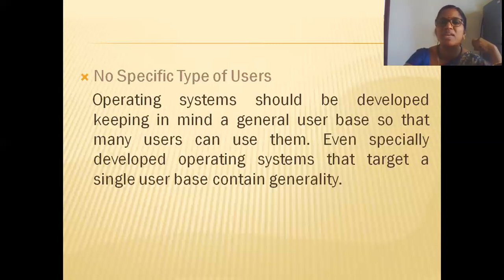So operating system should be developed keeping in mind a general user, because we cannot write an operating system for a single type of person. General user base, so that many users can use them. Same way, the e-commerce site is open for all kinds of users. You can go and see and leave. You can go and see and compare with other things, and you can leave. You can go and buy. So it is designed in such a way that everybody is comfortable. So generally it is made.